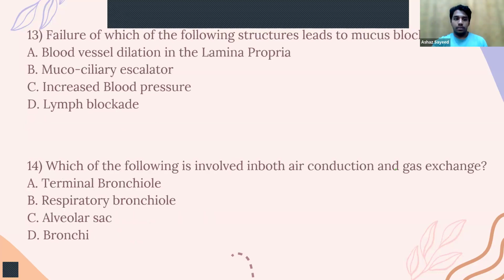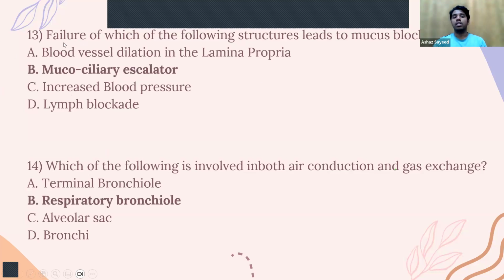Okay. Now, the 13th question. Failure of which of the following structures leads to mucus movement problems? Which means mucus is not moving anywhere and it's not blocking the air per se. Now the 14th question: which of the following is involved in both air conduction and gas exchange? So I stressed on this point a lot. This was a repeated question. This should take less than a second to answer.